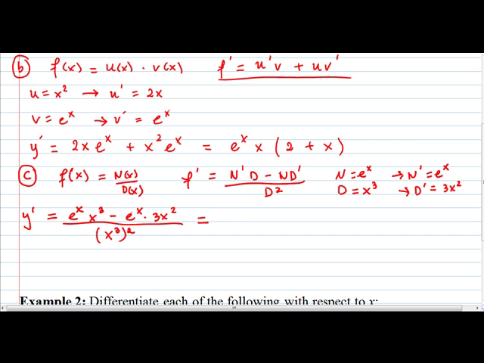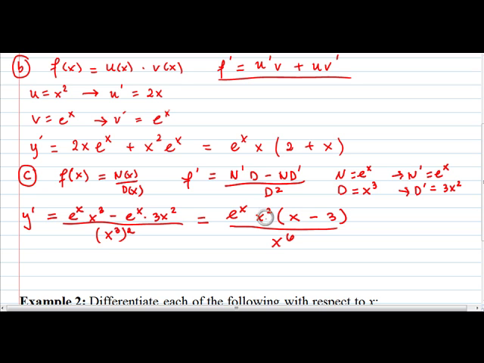In the top, I have e to the x times x to the cube minus e to the x times 3x squared. I see that this is two terms, one term minus another term. They both have e to the x in common, and they both have x here and x there. So I pull out x squared. I have x minus 3. Because when you multiply this here, you will have that term. This guy times this, you have this term. Over x to the 6.